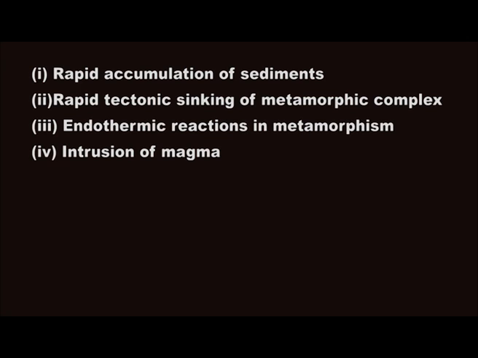crystallization. This is particularly true for fine-grained rocks in a static environment, because shear stresses commonly act to reduce grain size. It also causes liberation of volatiles from the hydrous phase and the dissociation of the components of the fluid phase. An ordinary geothermal gradient is modified by several factors: first, rapid accumulation of sediments; second, rapid tectonic sinking of the metamorphic complex; third, endothermic reaction in metamorphism; and fourth, intrusion of magma.